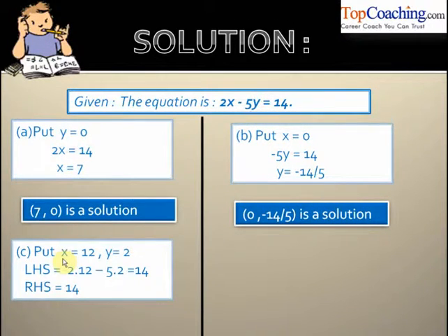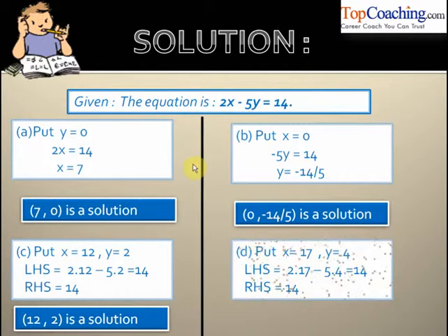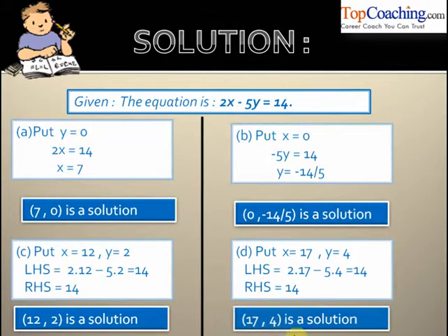Now if we put x equal to 12 and y equal to 2, what do we get? LHS is 2 into 12 minus 5 into 2, which is equal to 14, and RHS is also equal to 14. Thus 12 comma 2 is also a solution to the equation 2x minus 5y equal to 14. And the fourth, let us put x equal to 17 and y equal to 4. LHS would be 2 into 17 minus 5 into 4, which is equal to 14. So LHS is equal to 14 and RHS is also equal to 14. Thus 17 comma 4 is also a solution to this equation.